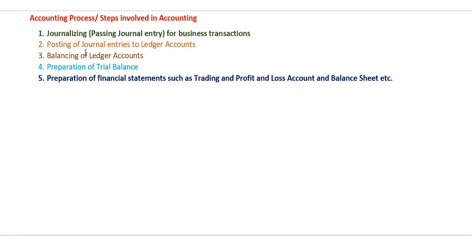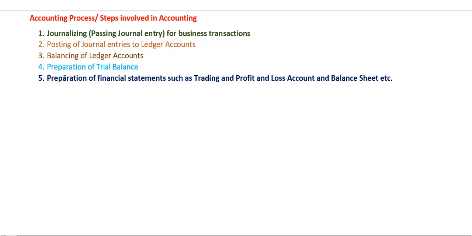The third step is balancing of ledger accounts. At the end of a certain period, we balance those accounts to get the final figure out of those accounts, and using those final figures, we prepare the trial balance. A trial balance is basically a summary as on a particular date, with details of all the accounts, with their names, their debit or credit balance, and the total of both debit and credit sides.